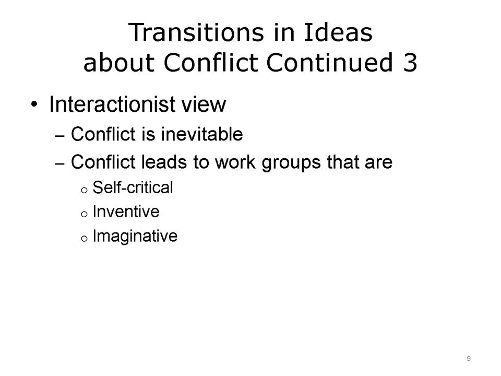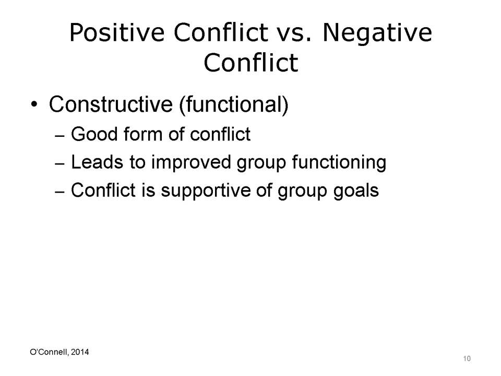Finally, we come to the interactionist view of conflict, which not only accepts conflict as an inevitable part of groups and work environments, but also is supportive of a continuing nominal amount of conflict to keep work groups self-critical, inventive, and imaginative. Although the interactionist view proposes that certain types of conflict support group goals and performance, it doesn't suggest that all conflict is good. Those types of conflicts that lead to improved group functioning and support group goals are positive or constructive forms of conflict. Alternatively, those forms of conflict that obstruct group goals or performance can be considered destructive or negative forms of conflict.